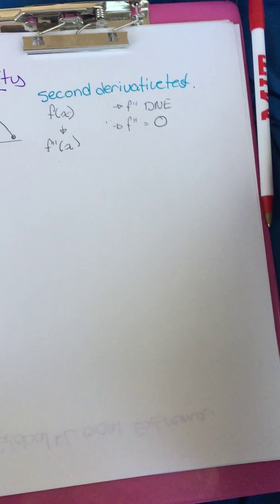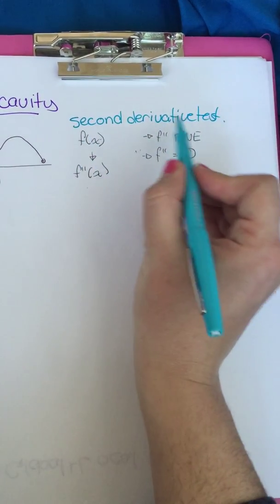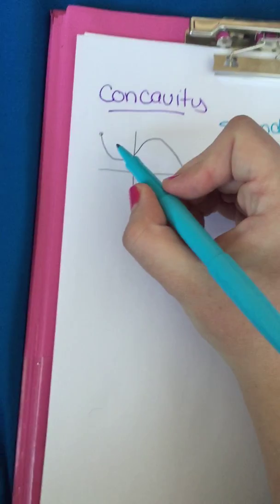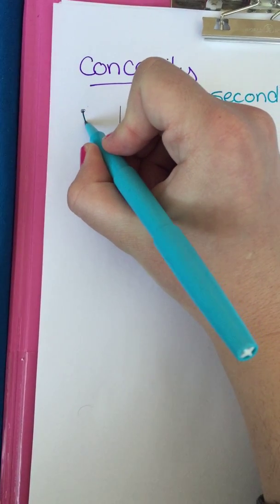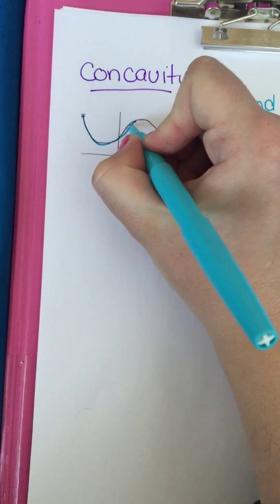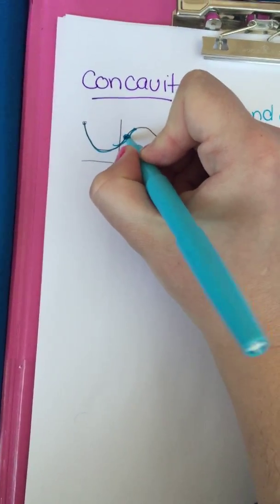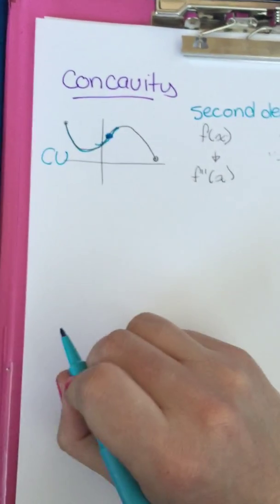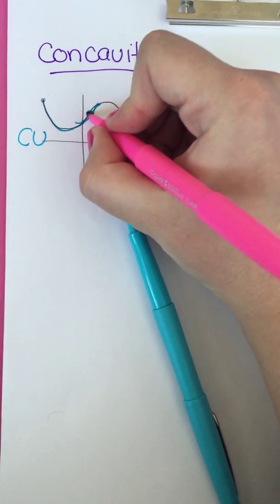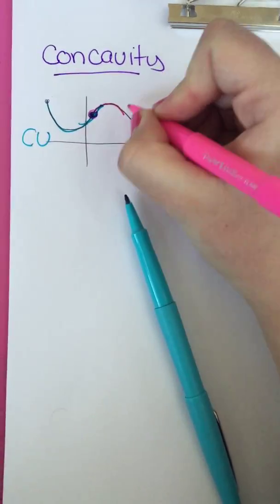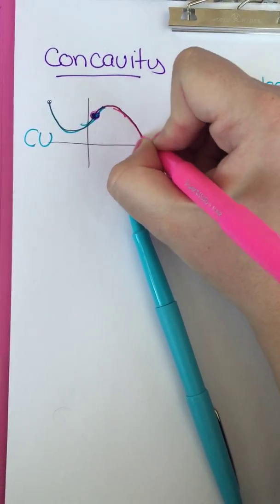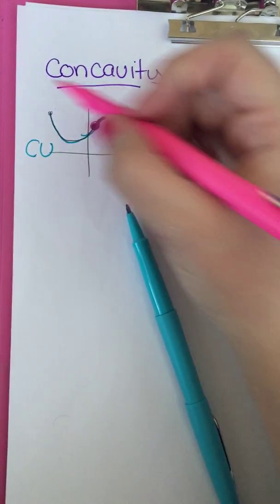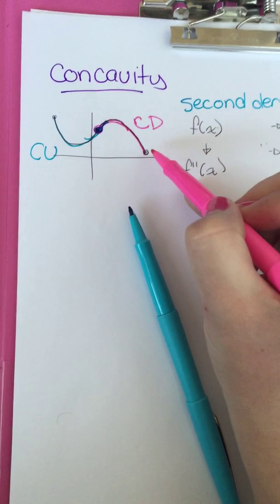A function has a second derivative. The second derivative tells us if a function is concave up or concave down. So here, between here and up to here, about halfway up, this is concave up, and we're going to call that CU. And then from this halfway point all the way down, we have concave down. Notice that it's kind of like a cup, and then it cups down.